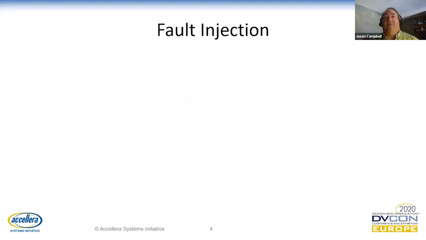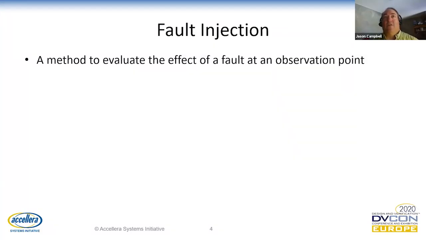So let's take a look at fault injection. John touched on it a moment ago, but it's a method to evaluate the effect of a fault on an observation point. Typically, an observation point will be your primary I/O, but it doesn't have to be. You can use an internal observation point, let's say a memory address where you're computing a checksum. We have the underlying assumption that at some point you will read that checksum out to a primary output so we can observe it. We do those kinds of things to make fault injection more efficient.